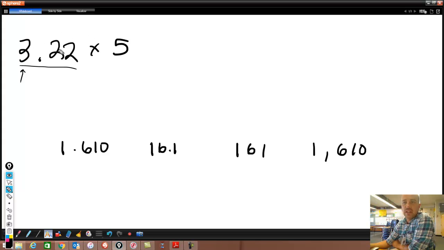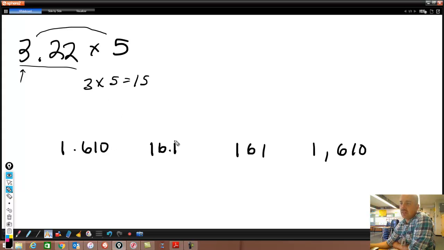So if I take this and I round this to my 1, I'm looking over here, I have 3 and 2/10, and 2 is closer to 0 than it is to 10. So 3 and 2/10 rounds down to 3. And then multiply that by my 5. 3 times my 5, or just my whole number times 5, would be 15, right? 3 times 5 is equal to 15.